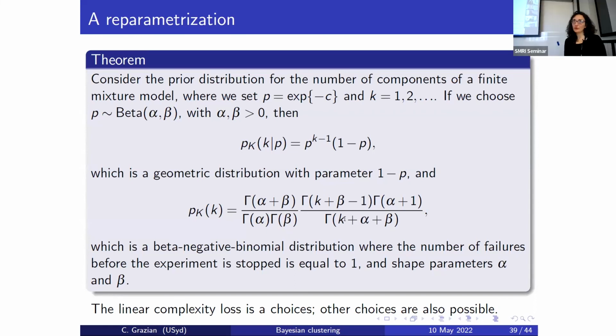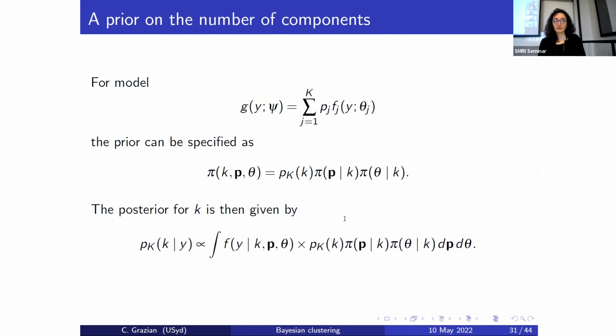It was proved that some of the priors were not consistent. It means that you can't estimate the number of clusters or the number of components with them, for example, the Dirichlet process. So the main results in terms of consistency are on this case of overfitted mixtures.